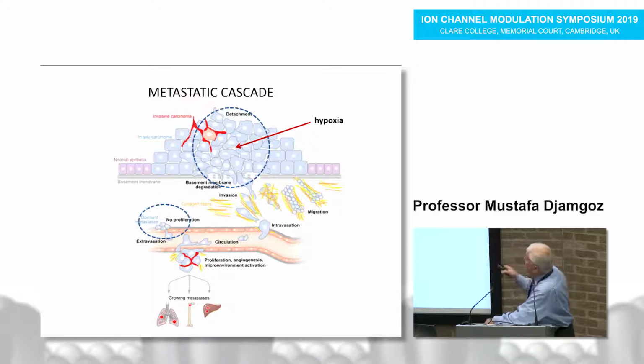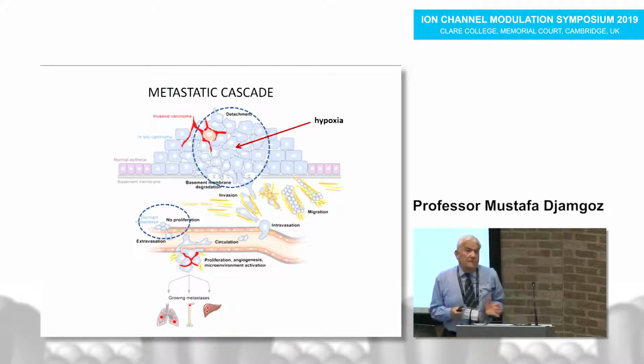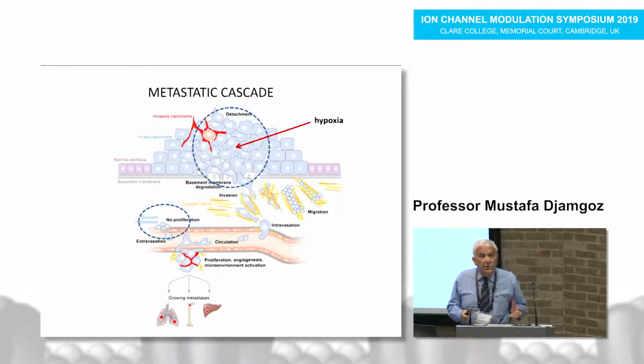Now, there are two things I want to highlight here that are relevant to my presentation, one more than the other. And one is the fact that growing tumors become hypoxic inside. So they start lacking in oxygen because blood is not flowing effectively.